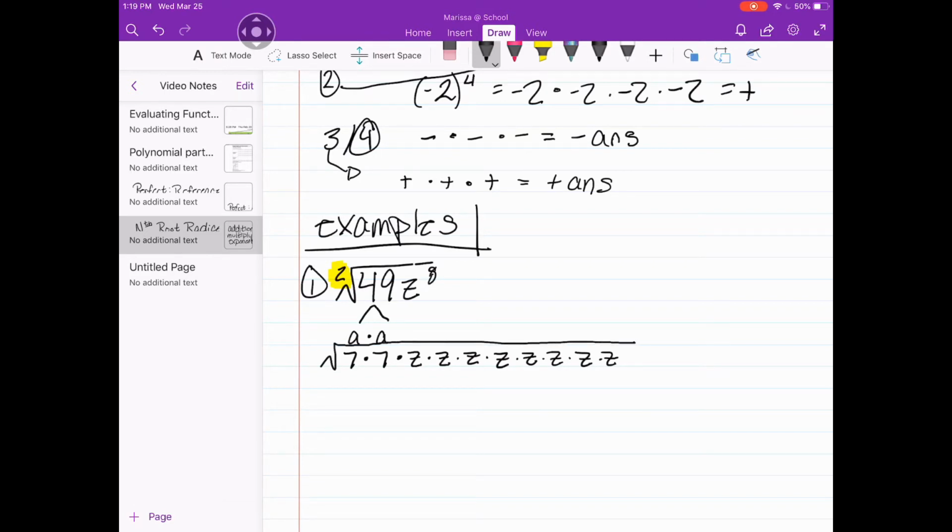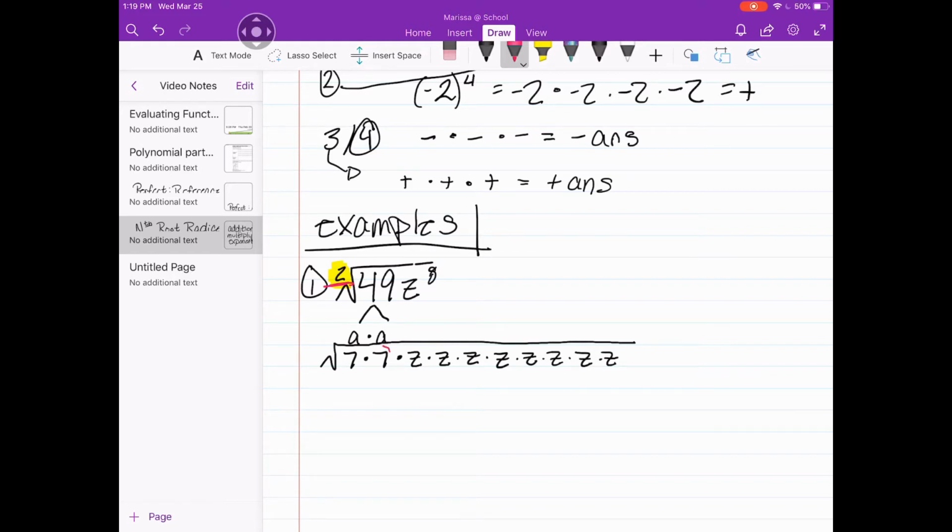I found what times itself gives me 49, so 7 times 7 is 49. And then I just wrote z out 8 times because that was my exponent. So then once I'm here, I'm going to use the number on the outside and group them by that many.